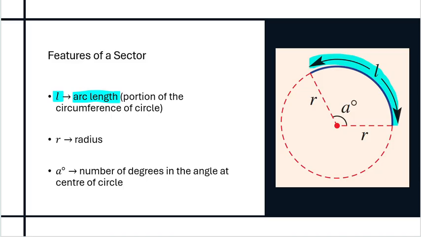Obviously, we know what R is. R is just a radius. So R is just a radius right there. So we have this length here, these two lengths. And then finally, we have A. A is just the angle, okay? The number of degrees in the angle at the center of a circle. So it's the degrees right there, okay?